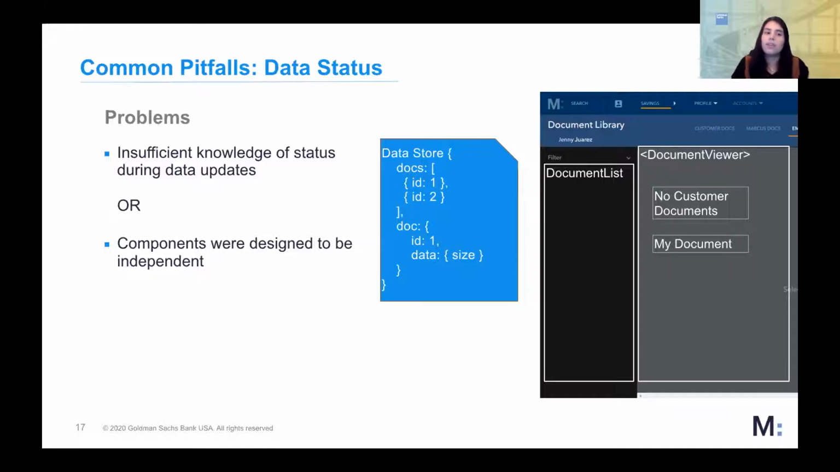The other problem you can think of is that the components were designed to be independent, but they're really not. They're both manipulating or reading different parts of the store. So both the document list and the document viewer need to see the full list of documents, or the length of documents, in order to render the right message. And they need to interact with the document section of the data store in order to set the document and the document information that's related to it.